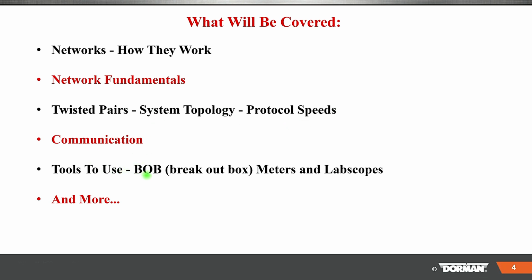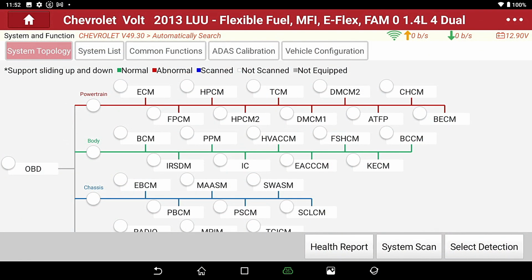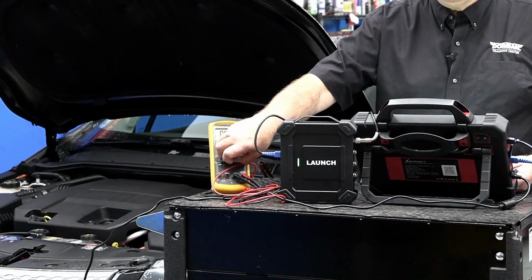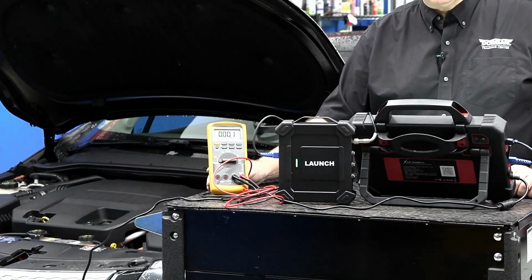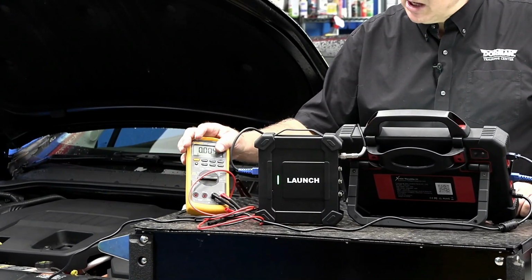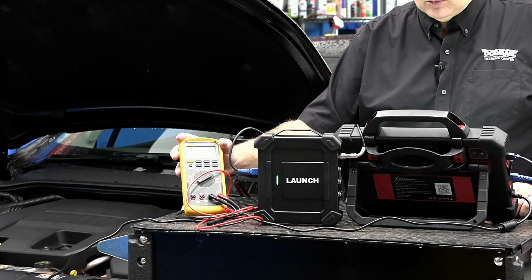We're going to be using a BOB. We're going to be using a meter, using a Labscope, and more. In fact, when we go over this way, you're going to see what we're using. We're going to have a Fluke meter. You all heard that when you're going to test a network, we're going to shut the network down. We're going to check ohm resistance and on what pins we do it. So we'll use our meter for that on ohms.